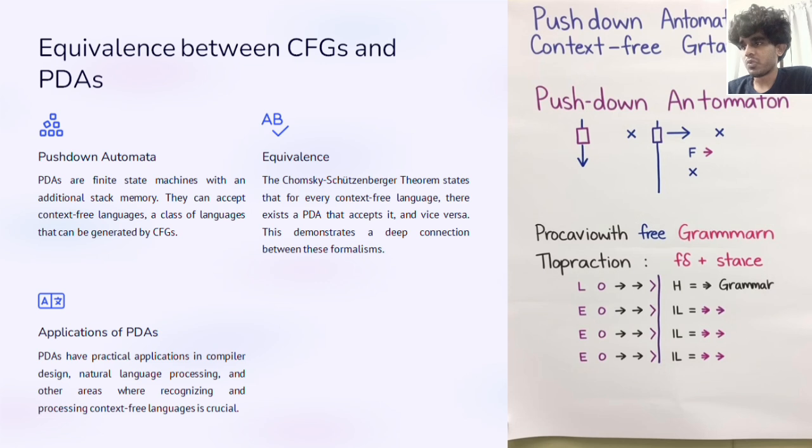Next, we are moving on to equivalence between CFGs and PDAs. Pushdown automata: PDAs are finite state machines with an additional stack memory. They can accept context-free languages, a class of languages that can be generated by CFGs. Equivalence: the Chomsky-Schützenberger theorem states that for every context-free language, there exists a PDA that accepts it and vice versa. This demonstrates a deep connection between these formalisms.